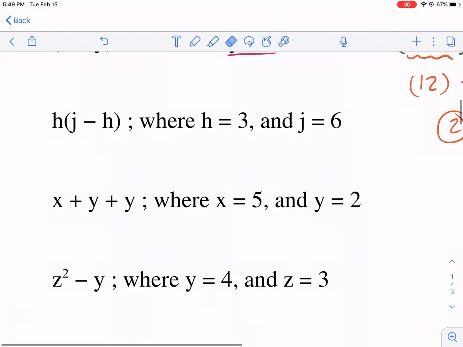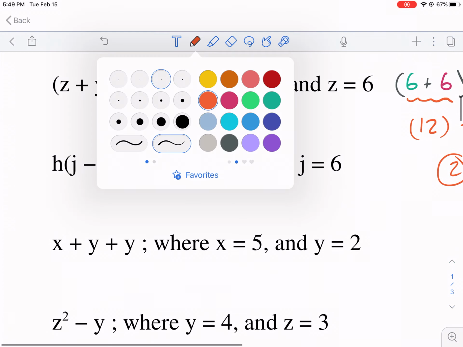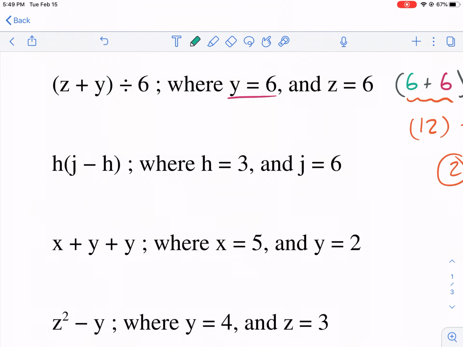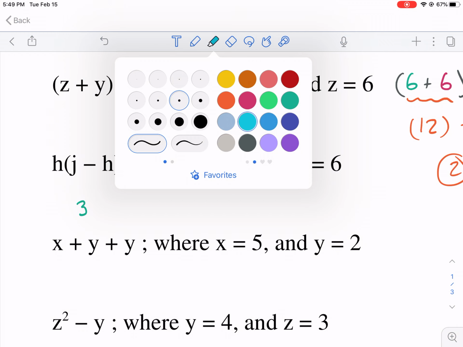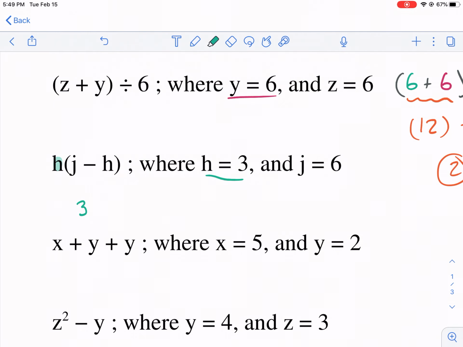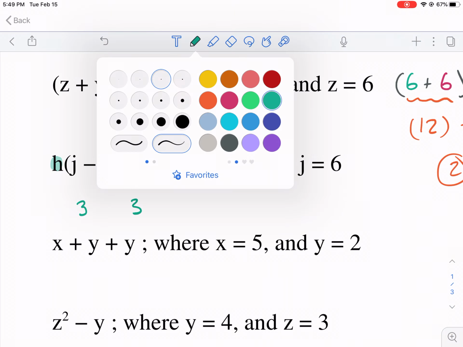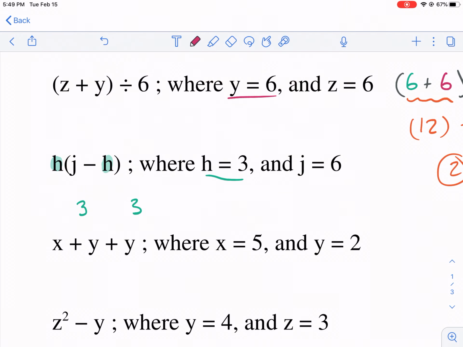Okay, this is a good one because we have a letter right outside of a parenthesis. I'm going to do one more with a different color scheme, and then I'm going to just switch to all the same color because hopefully you guys are catching on. So h equals 3. I'm going to put 3 here. Now, we're going to replace anywhere we see an h, okay? Every single one. It's not just one place, every place. So here's an h. Here's an h. We're going to replace both of those with 3s. And then anywhere we see a j, we're going to put a 6.